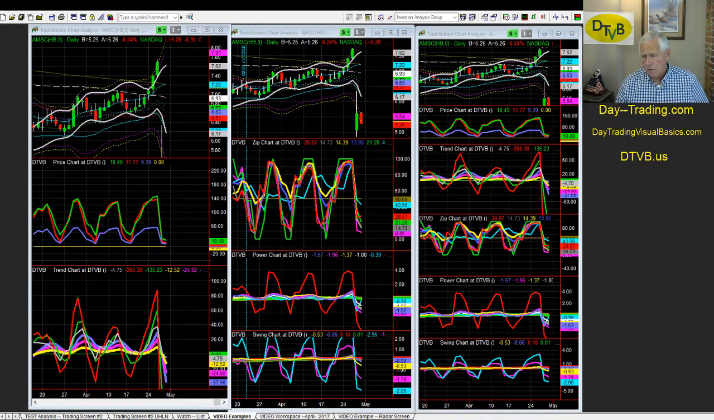in your trend chart at the bottom. And also, I've got three charts. All three are daily charts. The left chart has price and trend on it. The middle chart has the candles with zip, price, and swing chart, and the right chart has all five subcharts under the candle chart.